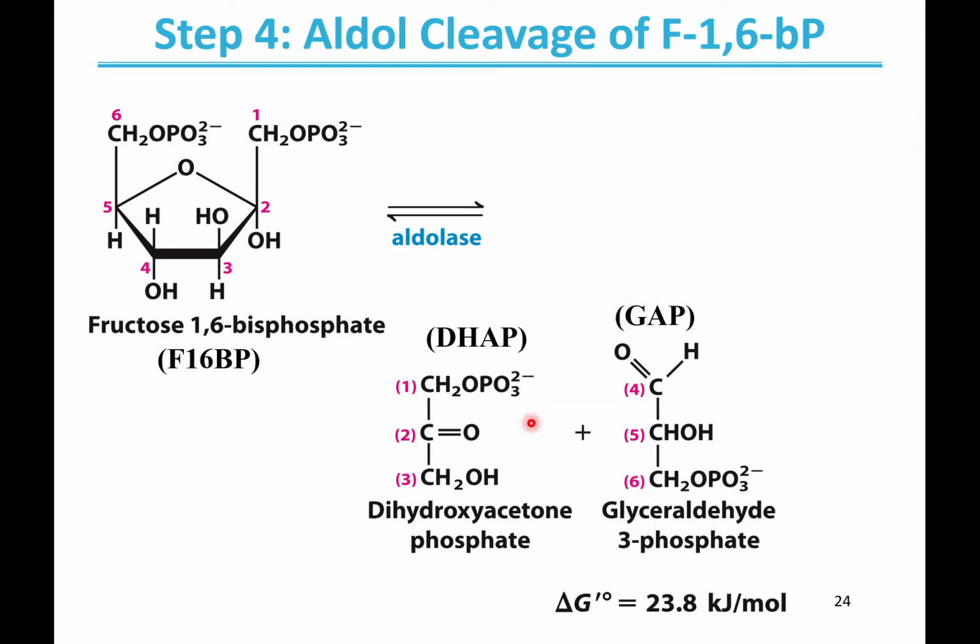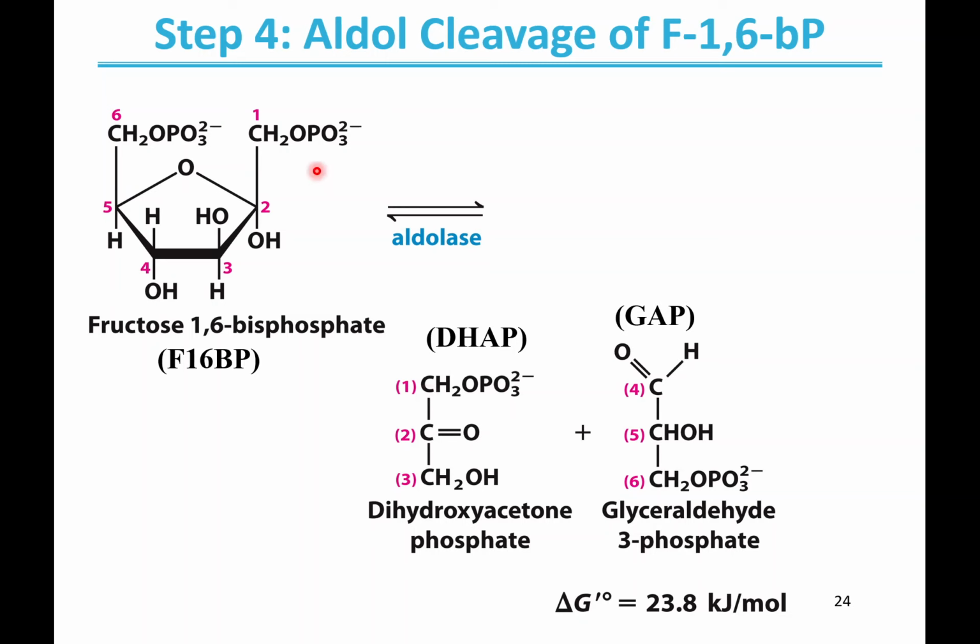The other one that it produces is called dihydroxyacetone phosphate. And that is a ketose, a 3-carbon sugar. The carbonyl is a ketone, not an aldehyde. And it's phosphorylated at carbon 1 in this case.